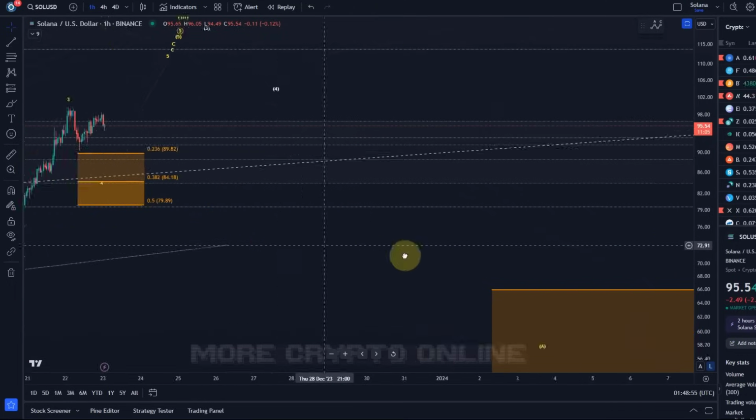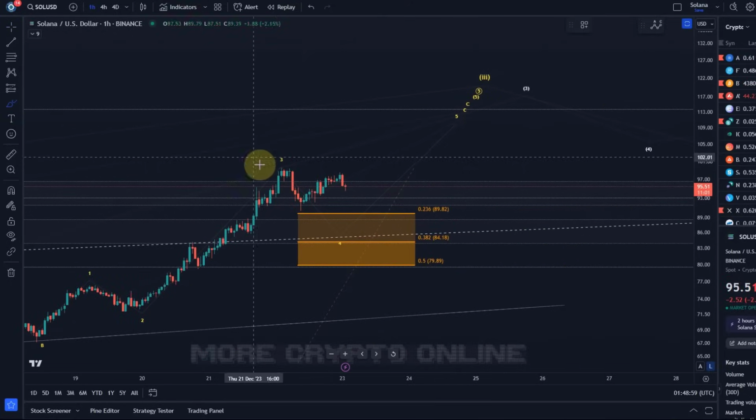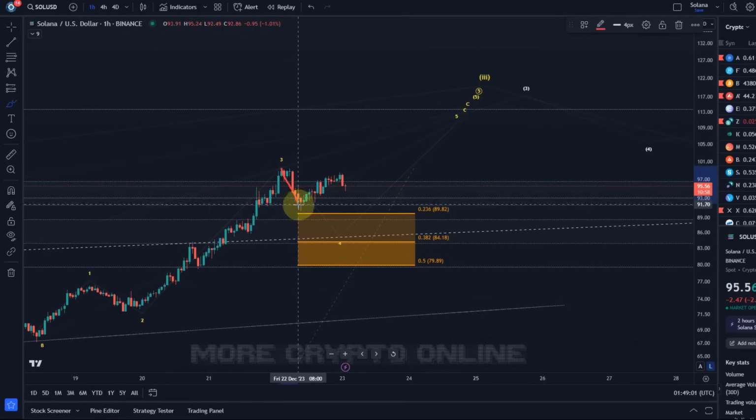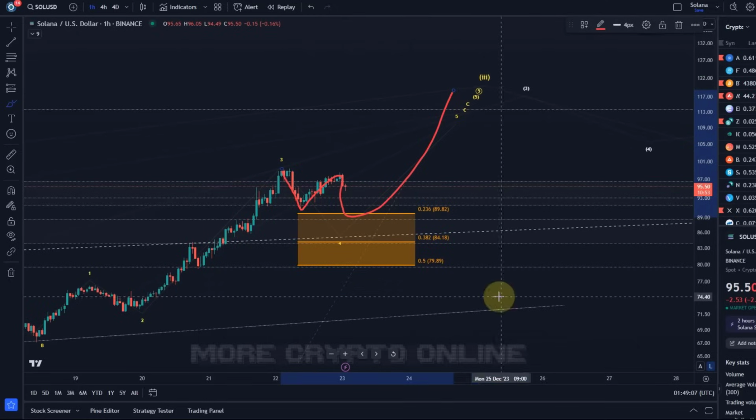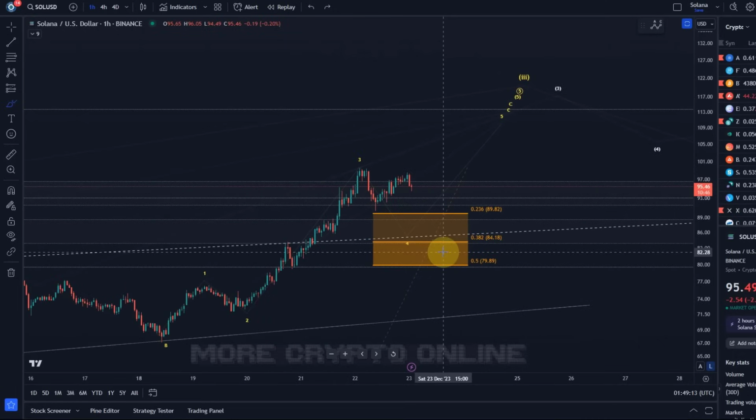And looking at even more microstructure, it is entirely possible that this here was just the A wave, this here is the B wave. We're now coming down in a C wave and would then go higher. But again, 79.89 is the key support level for that. That's my update about Solana.